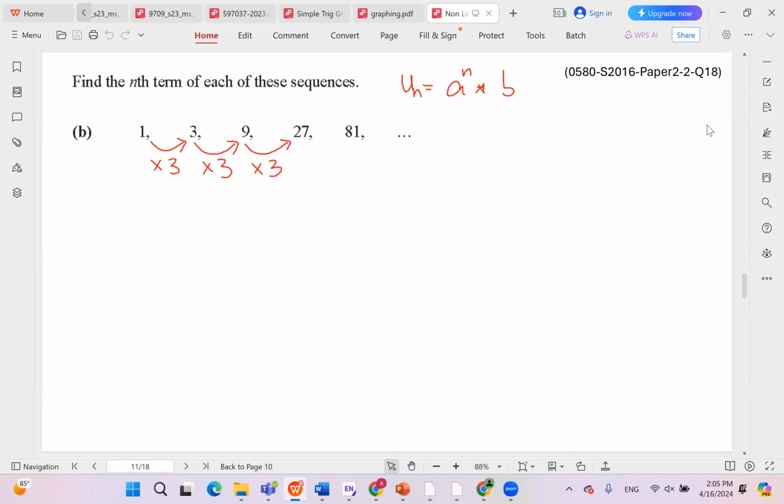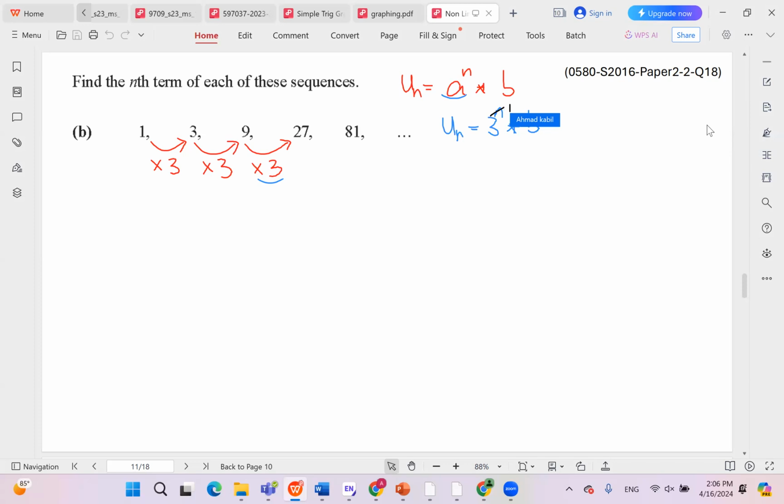Now, what is a power n here? The a is the number that we got, sort of like the an plus b and the common difference. So the a is simply the 3. So un equals 3 power n times b. And we want to figure out what the b is. Of course, this would be quite simple to do. All you have to do is just put n equals 1.